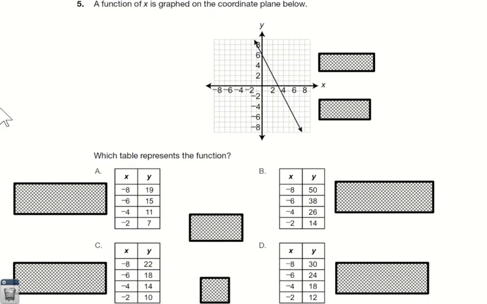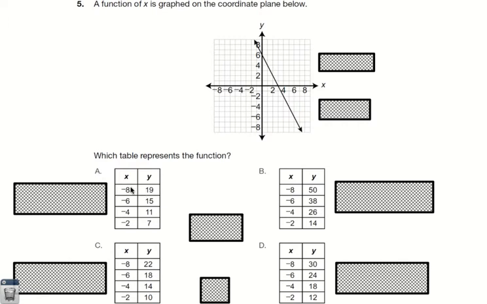Number 5, function of X. Okay, so we got this graph and we got 4 tables. Which table matches the graph? So basically, which table contains points that would be on this line?